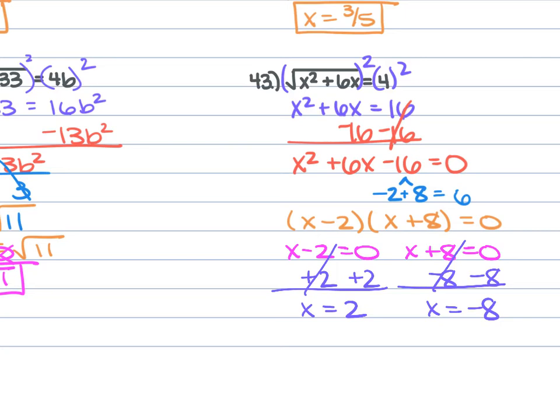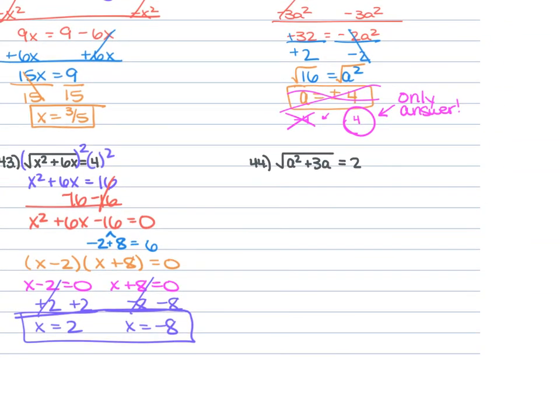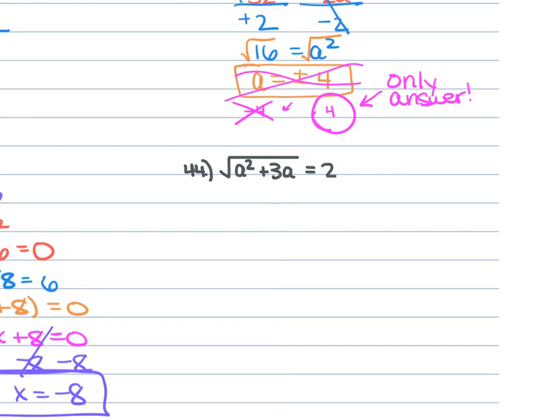If we did this, the negative 8 squared is a positive 64, and the 6 times negative 8 is negative 48. The 64 minus 48 is going to give us 16, and that's a positive 4, which works. So both of these are our solutions here. Again, you got to be careful when there is a variable on the other side of that equal sign, and you're taking the square root of, or you're squaring both sides.